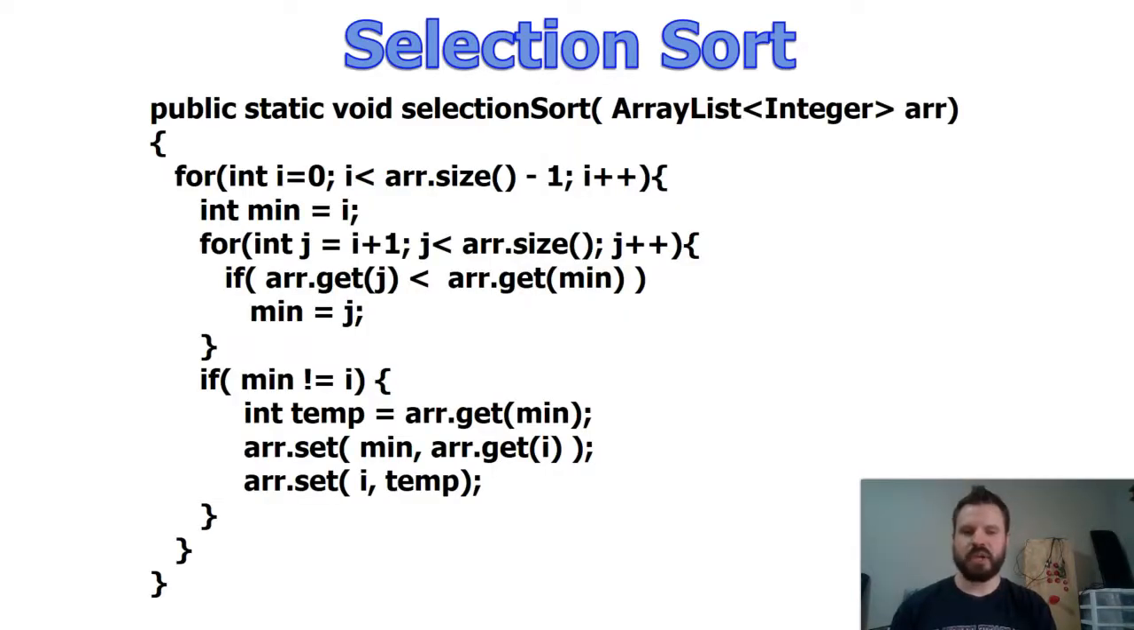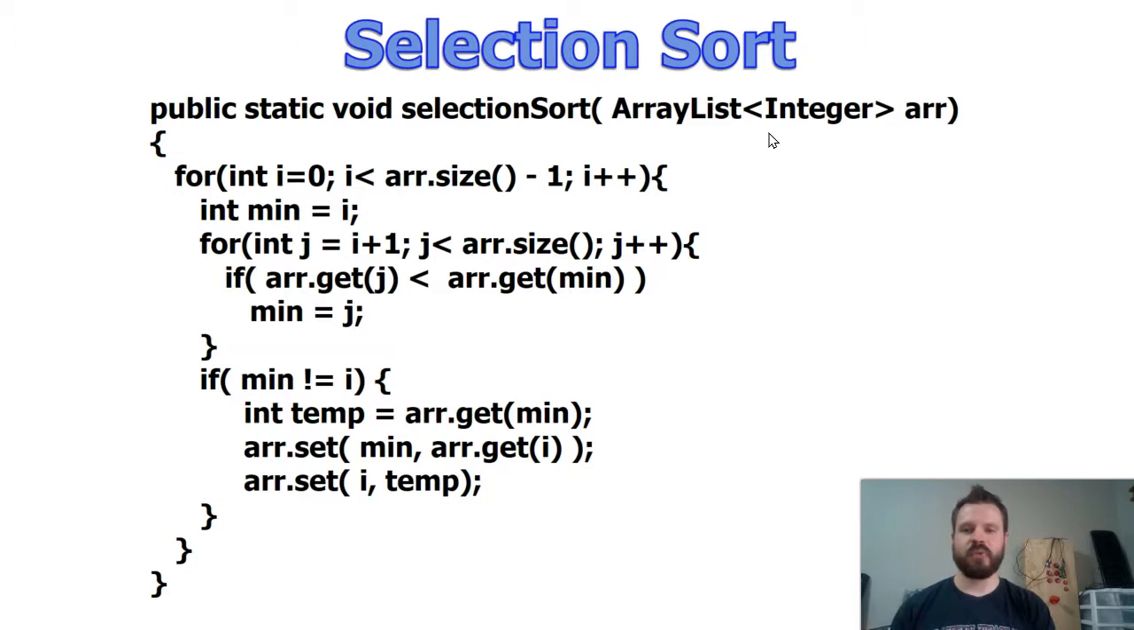So let's take a look at what the code for this sort looks like. So I have a method here called selection sort. Now typically your sort methods are void methods. They're not going to return anything. We just want it to sort that array, not necessarily give us an index or anything like that back.